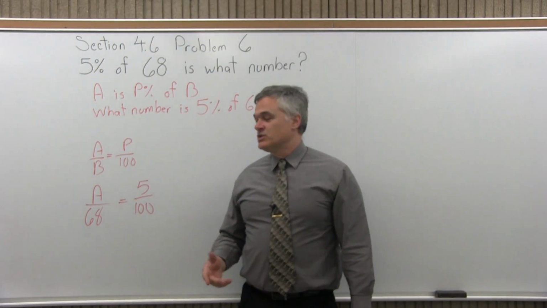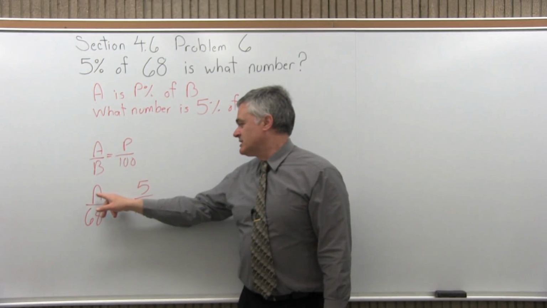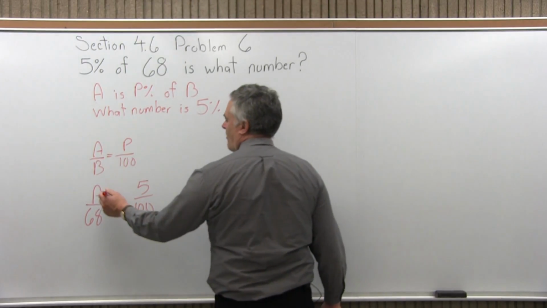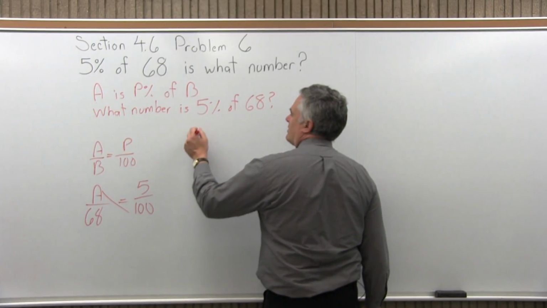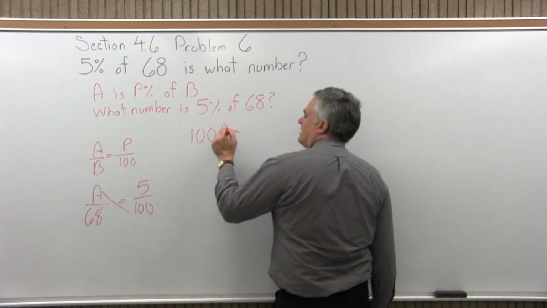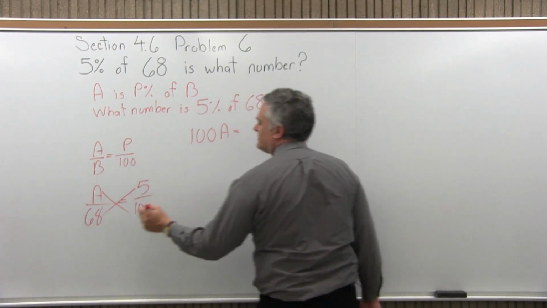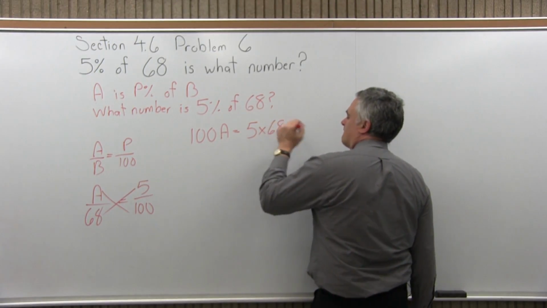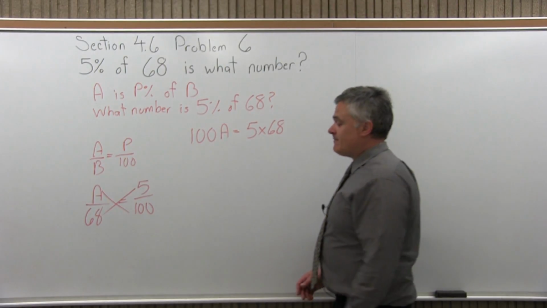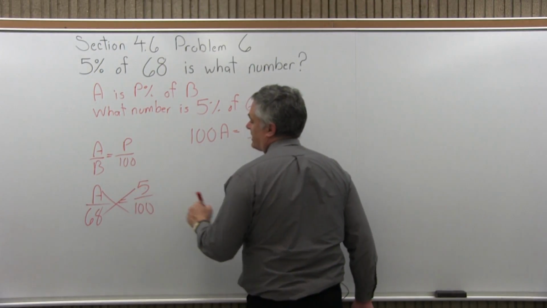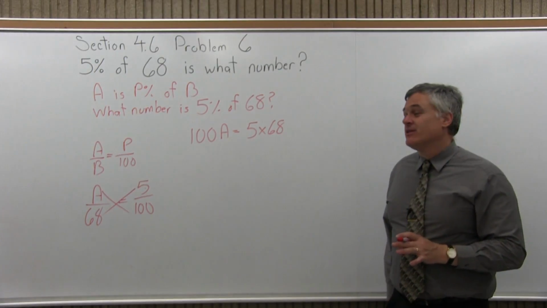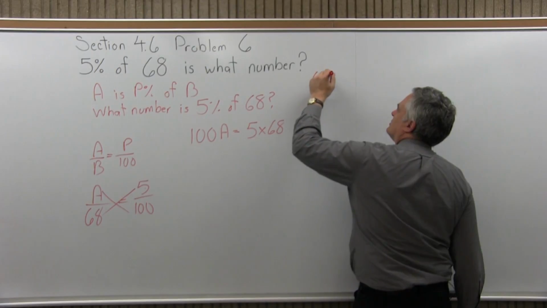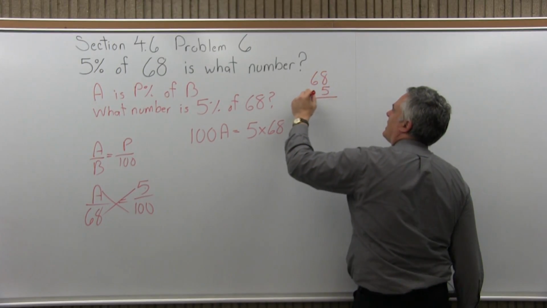There's one unknown. We can solve it, and the way you solve when you have two fractions like this is to cross multiply and divide. So A times 100, we'll have 100A, equals 5 times 68. Now, actually I can reduce this to 1 over 20. Let's say I didn't notice that. That would make it a little easier if I did. But off to the side, I'll just do 68 times 5.